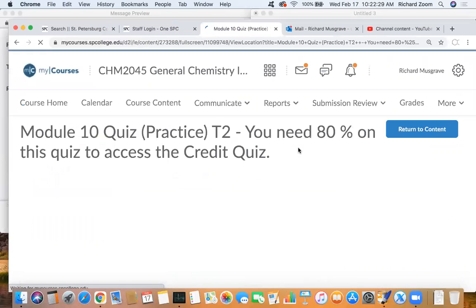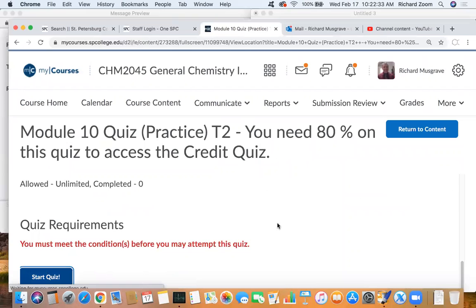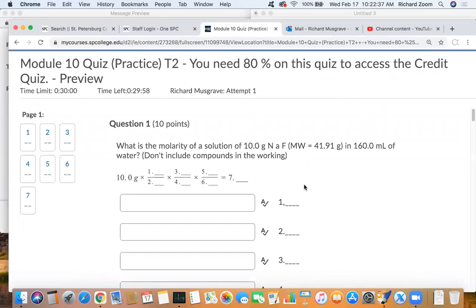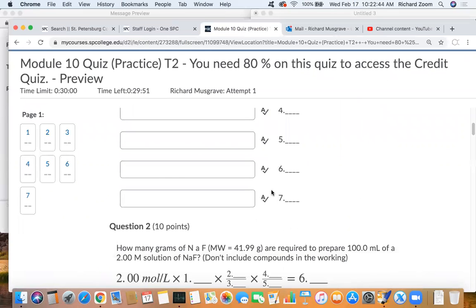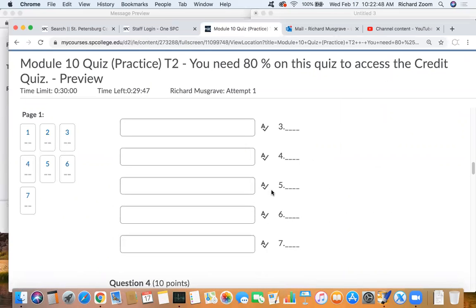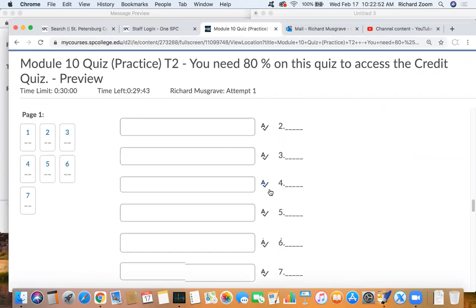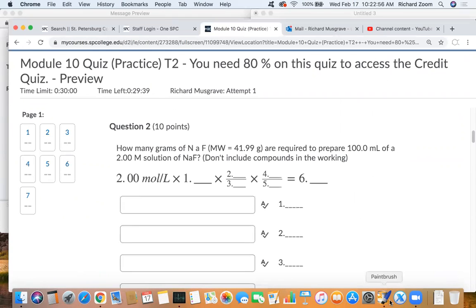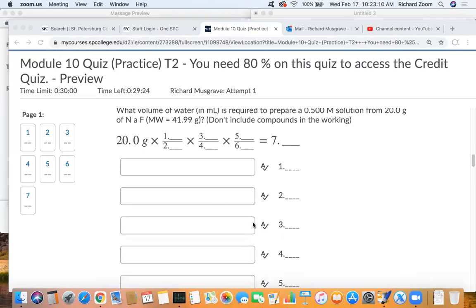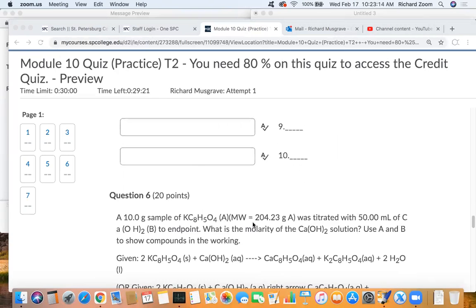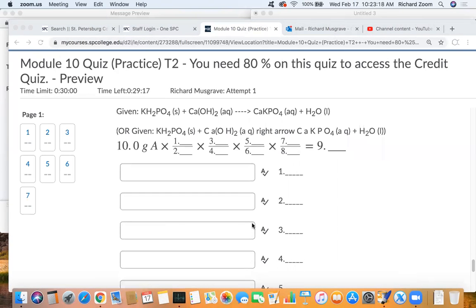The module 10 practice quiz. It's a similar setup to the other practice quizzes you've had before, in that what you're required to do is put in whatever's here and put whatever goes in each box. Same sort of setup. Okay, somebody needs to mute. I don't know who it is, but somebody needs to mute. Does anybody have any questions?